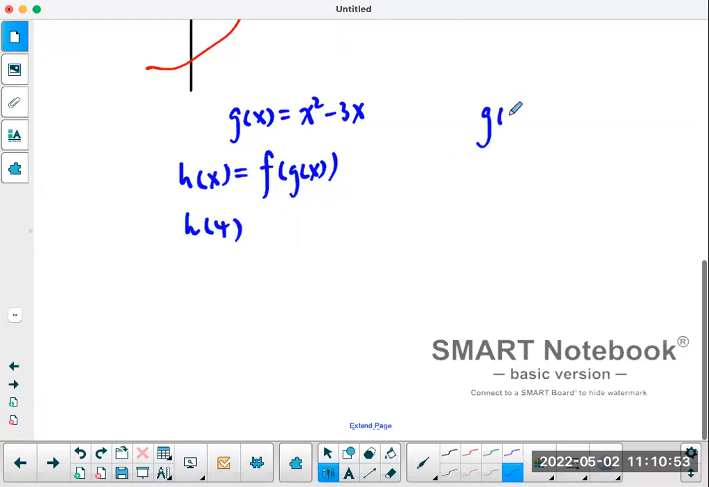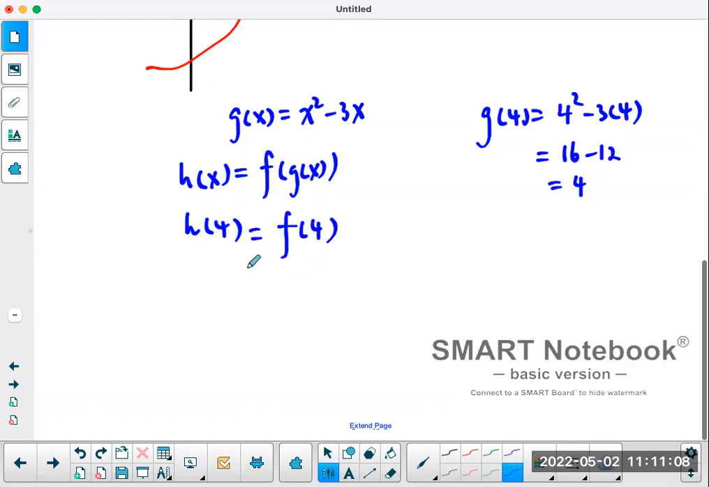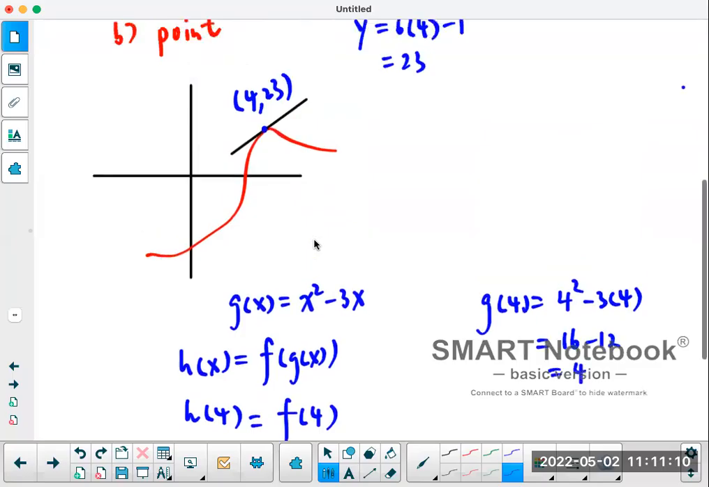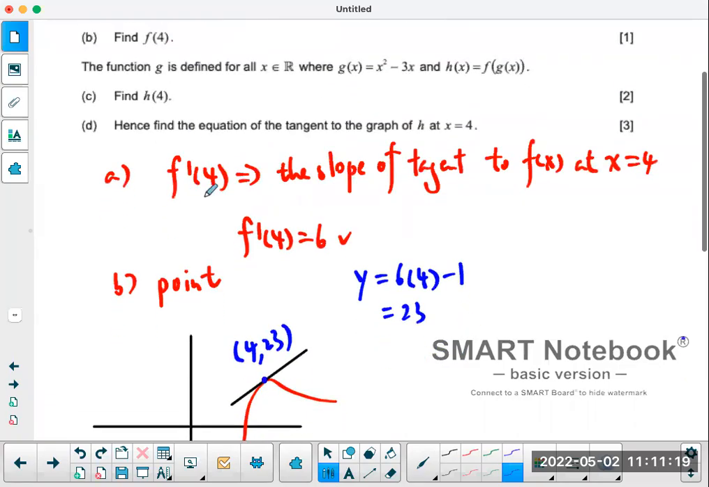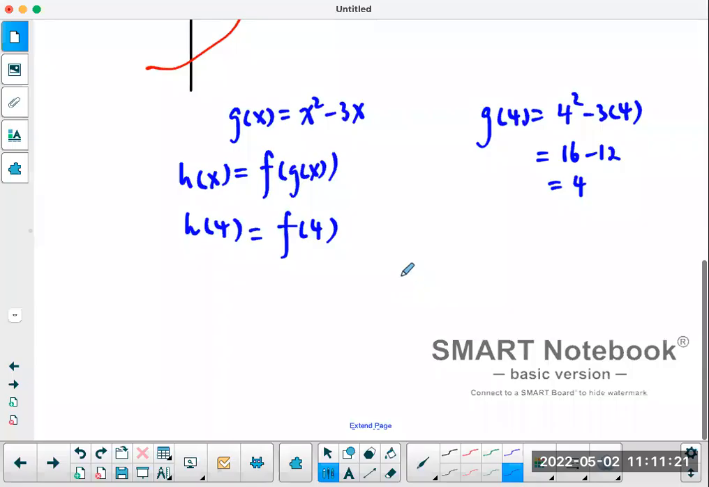So first of all, what's g at 4? g at 4 is 4 squared minus 3 times 4. This is going to be 16 minus 12. Well, that's equal to 4. So this is the same thing as f at 4. So h at 4 is actually equal to f at 4. They just want to show, do you understand composite function? Right? So if f at 4 is equal to 23, then h at 4 is also equal to 23. They're going to give you the same point.